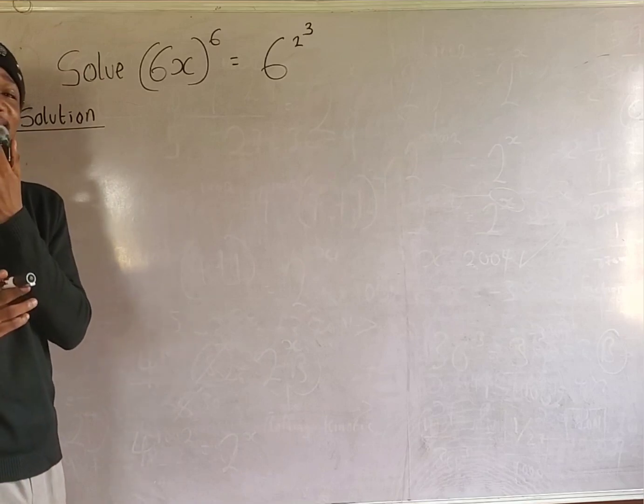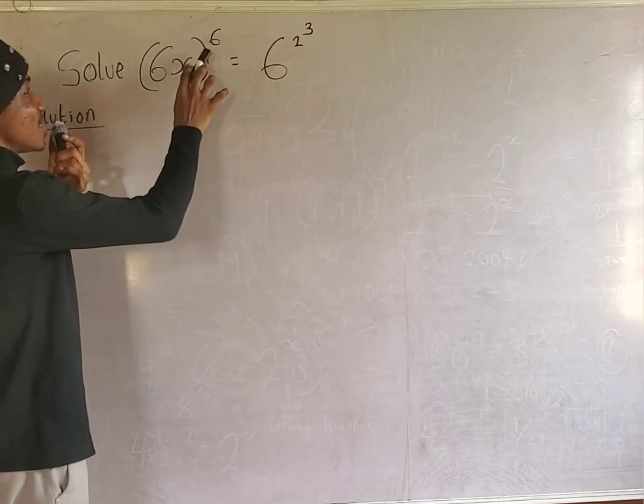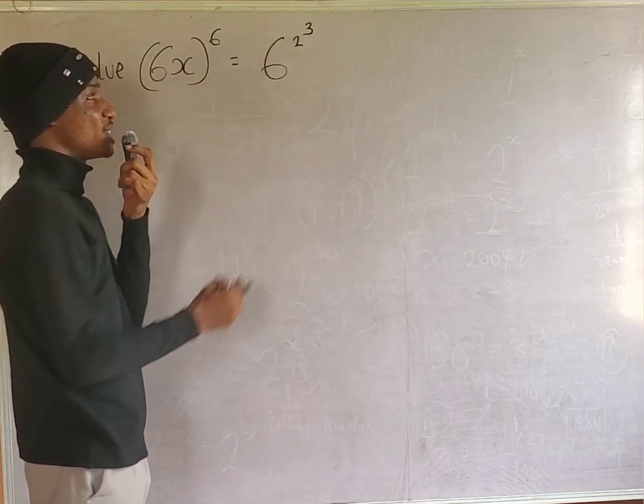The question is not as hard as you think. You are asked to solve 6x raised to the power of 6 equals 6 raised to the power of 2 raised to the power of 3.